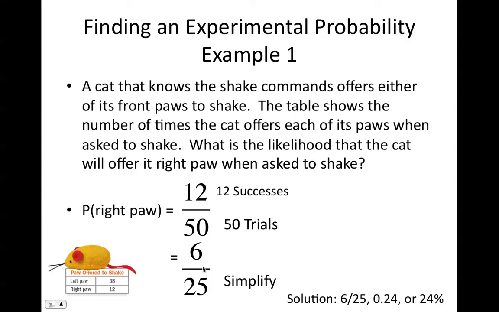Then of course I would reduce that, and so I would get 6 over 25, which is simplified. And so my solution would be 6/25, or if I change that to a decimal, 0.24, or to a percent, 24%. So there's a 24% probability based on the experiment and the data we gathered that the cat would offer its right paw.